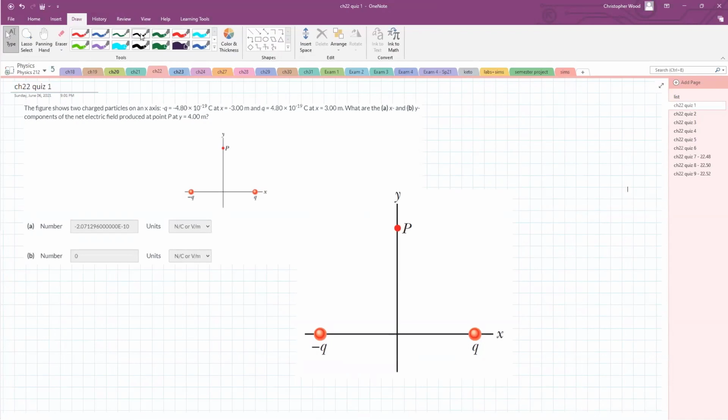So here are the two electric fields. In fact, I'm just going to index these. I'm going to call this Q1 for no apparent reason. I'm going to call this Q2. So Q1 is a negative source charge. So here's the electric field that exists at point P due to Q1.